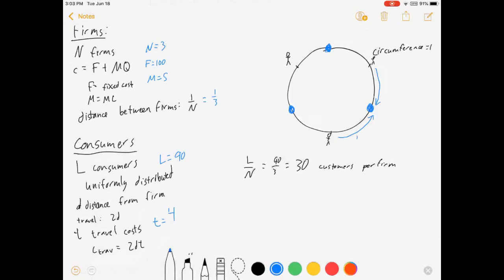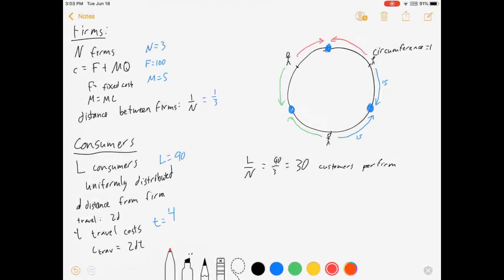Now, what's that look like? That means that there's 15 here and 15 there. Now, likewise, there are 15 more who go to this firm from here, and 15 more who go to that firm from here. And there are 15 more who go there, and 15 more who go there. 30 to each firm, the 15 closest on either side.